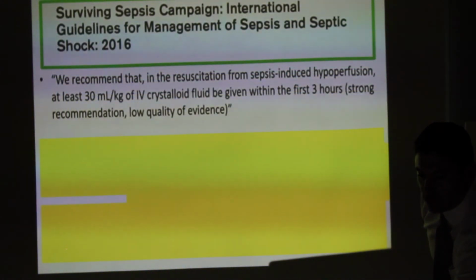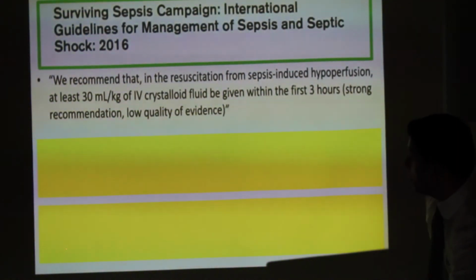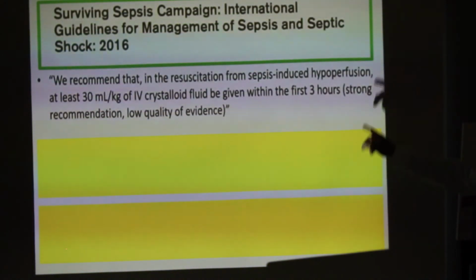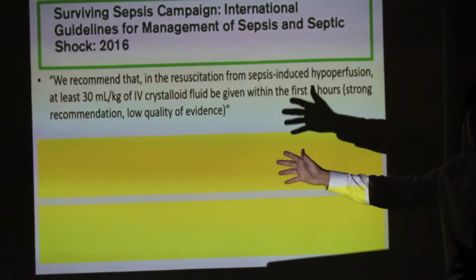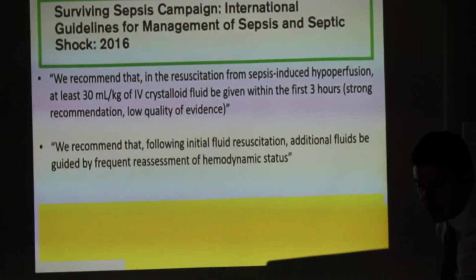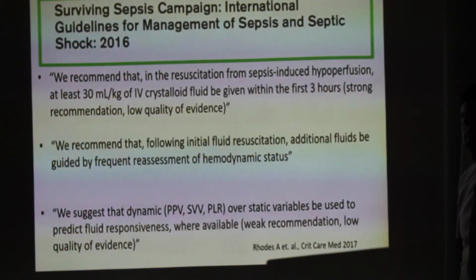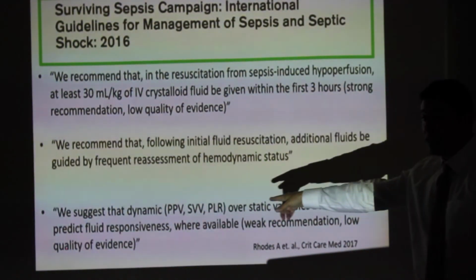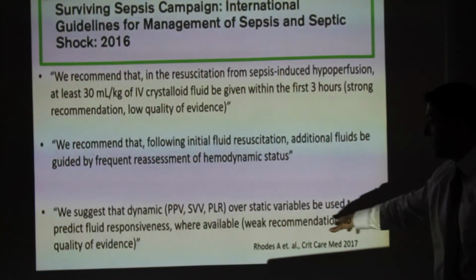So look, I just have 2 slides and I'll be done. Looking at the Surviving Sepsis Campaign, Sepsis 3 recommendations: we recommend that in the resuscitation from sepsis-induced hypoperfusion, 30 mL per kg, we know that. This is a recommendation. You have to give fluid. We recommend that following initial fluid resuscitation, additional fluid be guided by frequent reassessment of hemodynamic status. Under this recommendation, we suggest that dynamic testing, pulse pressure variation, stroke volume variation, PLR, over static variables be used where available.